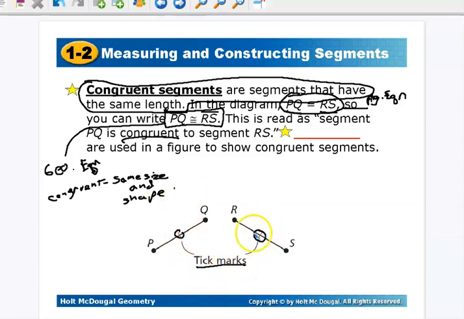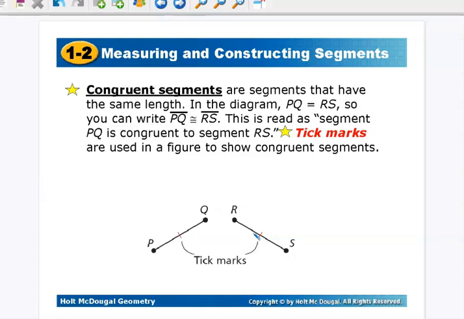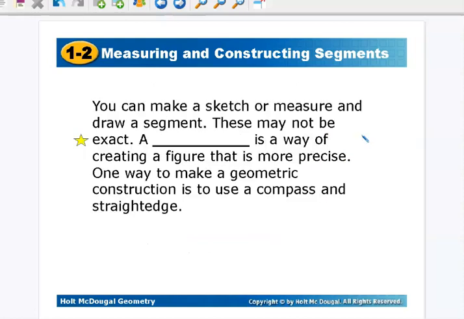Now something useful in geometry are these things right here. These little lines designate that they are congruent, and we call them tick marks. Tick marks are used to show congruent segments. Another vocabulary word there for you. You can make a sketch or measure and draw a segment. It may not be exact, but we call this a construction. It's a way of creating a figure that is more precise.